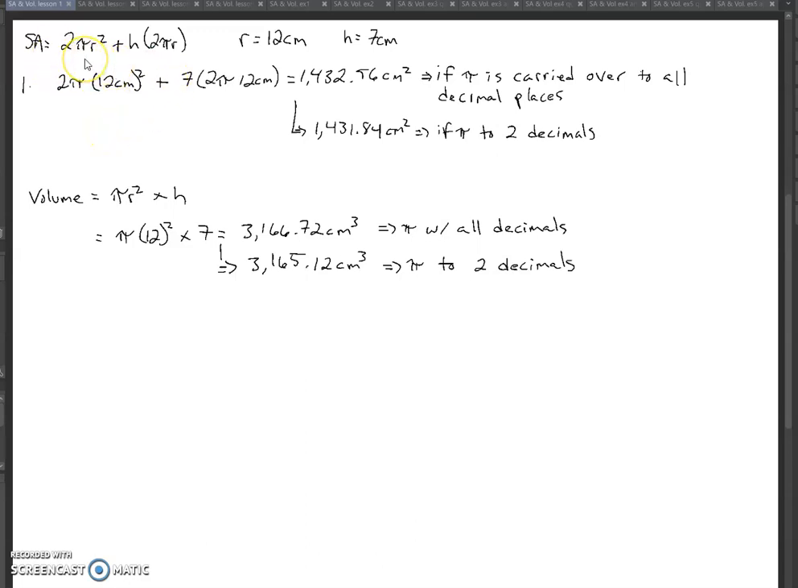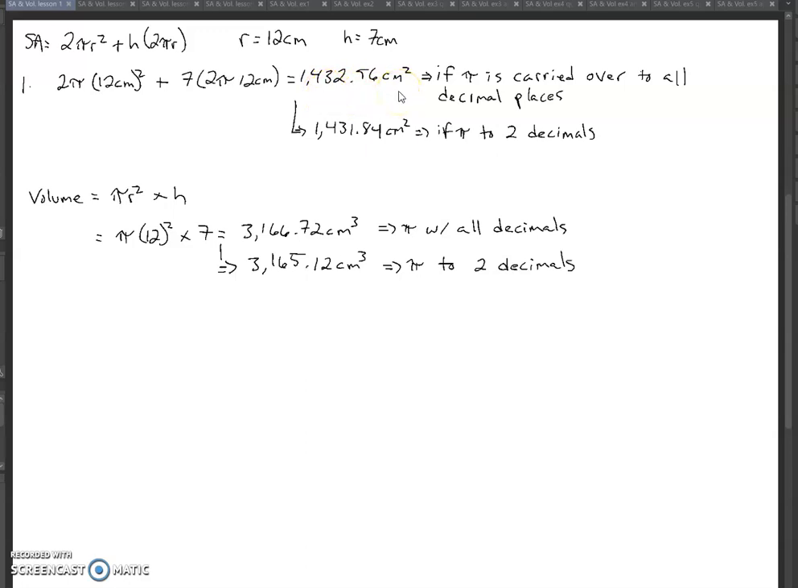Surface area is, again, all linked to the video I did on area. So these are just the calculations that we're going to be doing. So surface area and volume: 2 pi r squared plus the height times 2 pi r. So if we have a radius of 12 centimeters and a height of 7 centimeters, we can just take these numbers, plug them right into the formula, and we end up with these values.